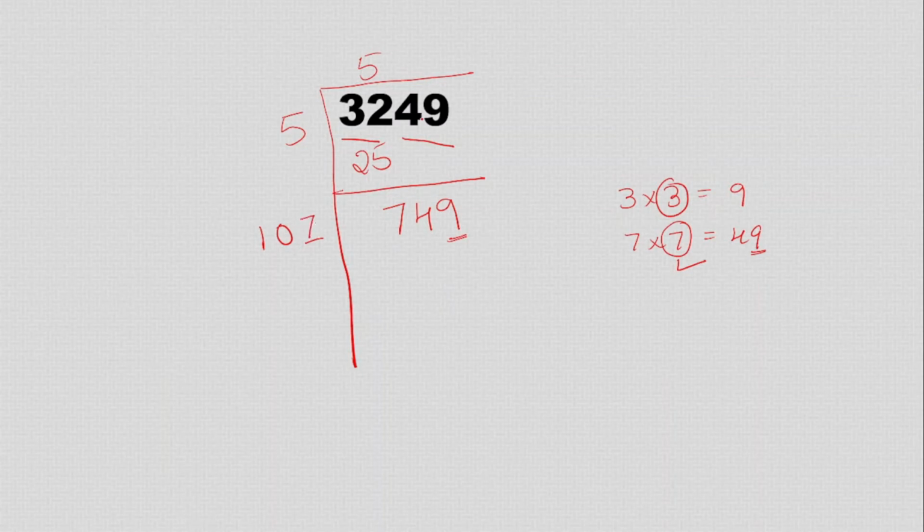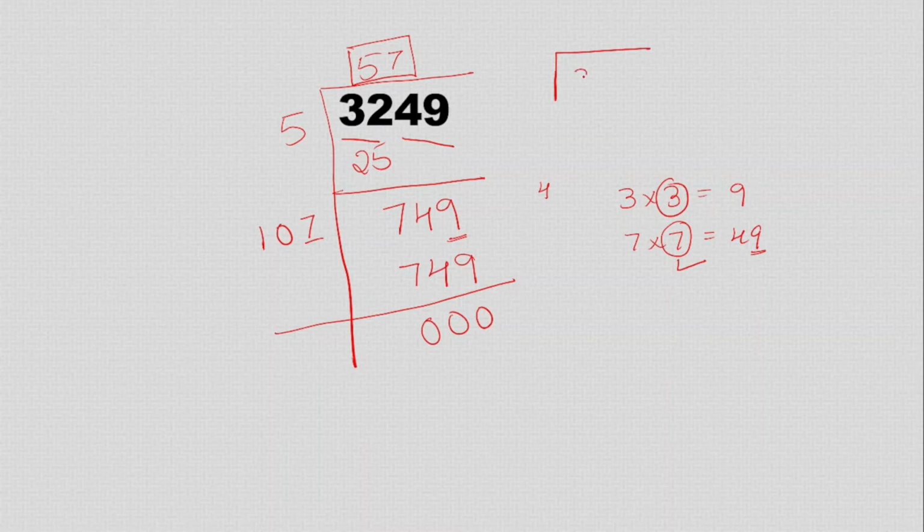So if I take 7 here, I need to write 7 sevens, 7 7 both the sides. 7 sevens is 49, 4 is carryover, so that carryover comes here, and 7 ones are 7. So exactly 749 we got. So the answer is 000 here, 9 minus 9, 4 minus 4, and 7 minus 7. So our quotient is 57. This is the square root of 3249. Square root of 3249 is 57. Very easily we can find out.